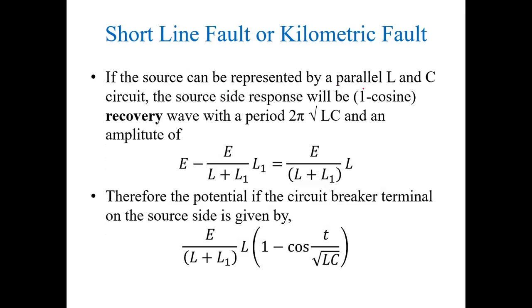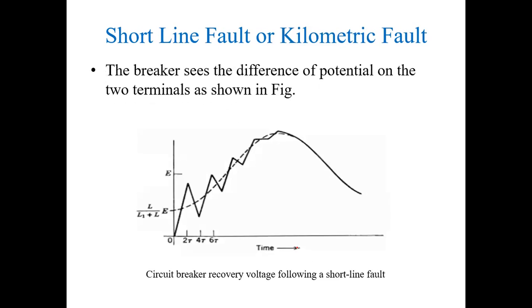Now, if the source can be represented by a parallel L and C circuit, the source side response will be 1 minus cosine times the recovery wave with a period of 2 into square root of LC, and amplitude given by E minus E divided by L1 plus L plus L1 into L1. After taking LCM and all, we will get the final expression as E divided by L plus L1 into L. Therefore, the potential at the circuit breaker terminal on the source side is given by E divided by L plus L1 into L into 1 minus cos of T divided by square root of LC.